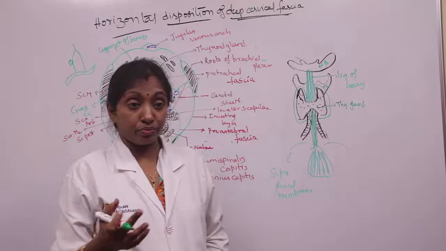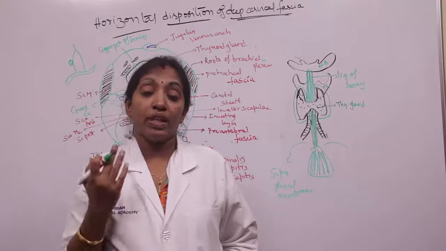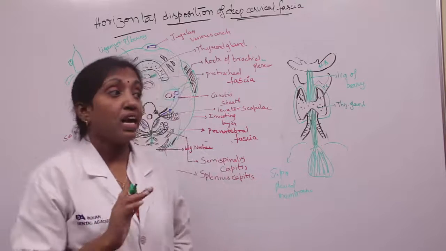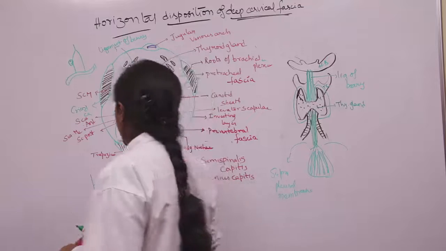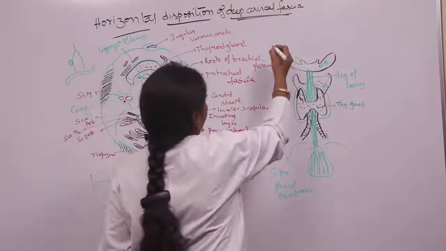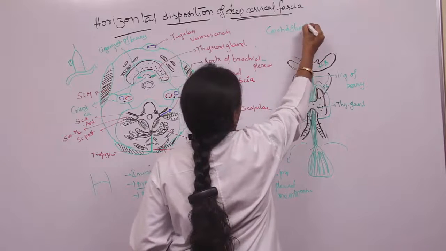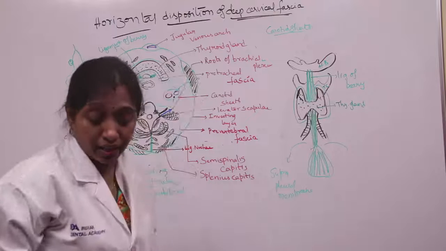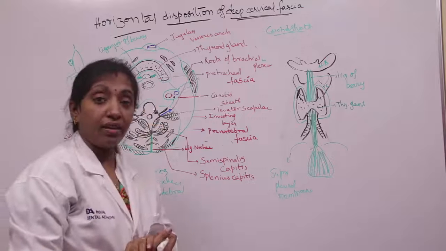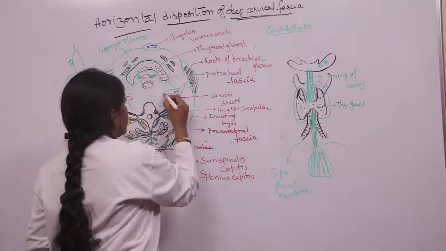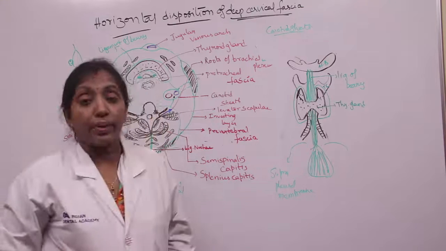And coming to the horizontal extent and vertical extent, we have another tubular investment of the deep cervical fascia. We call it the carotid sheath. The carotid sheath is a neurovascular compartment. The anterior layer of the carotid sheath is formed by the pretracheal fascia, and the posterior layer of the carotid sheath is derived from the prevertebral fascia.